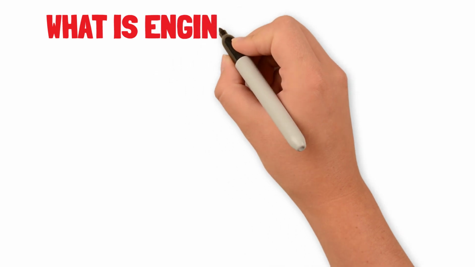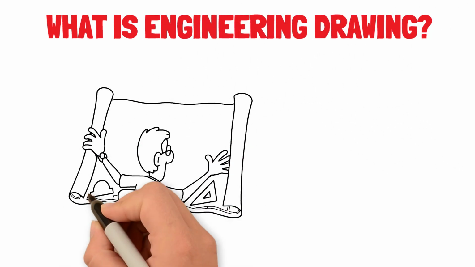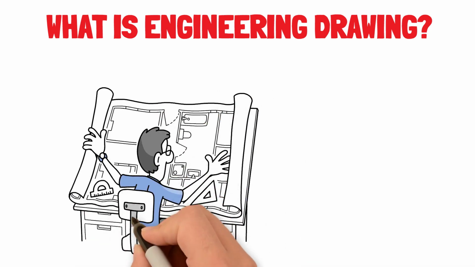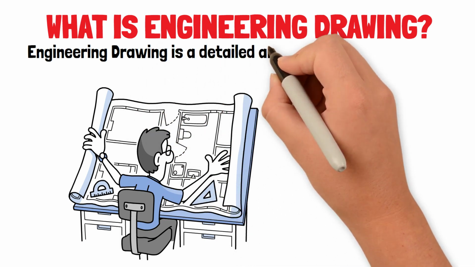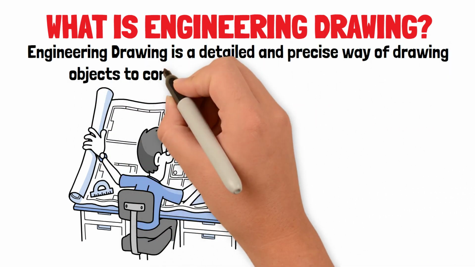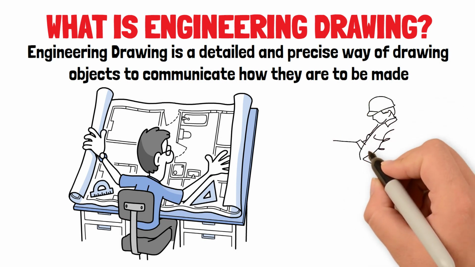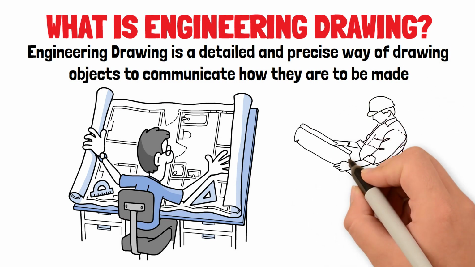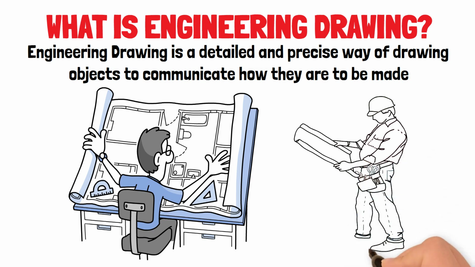What is engineering drawing? Engineering drawing is like the language of engineers. It's how we draw things before we build them. Definition: engineering drawing is a detailed and precise way of drawing objects to communicate how they are to be made. Imagine giving someone Lego bricks without instructions. Chaos, right? Engineering drawings are those instructions, super clear and easy to follow.